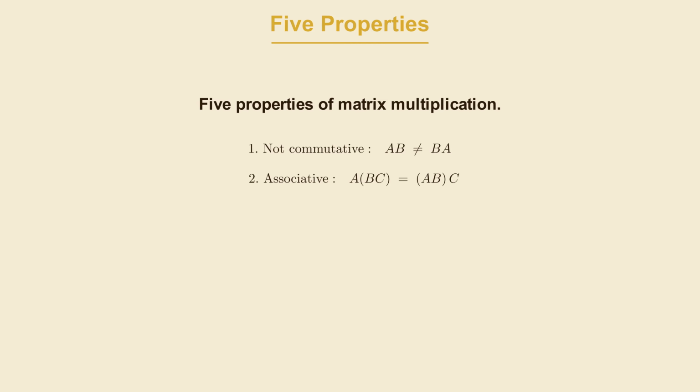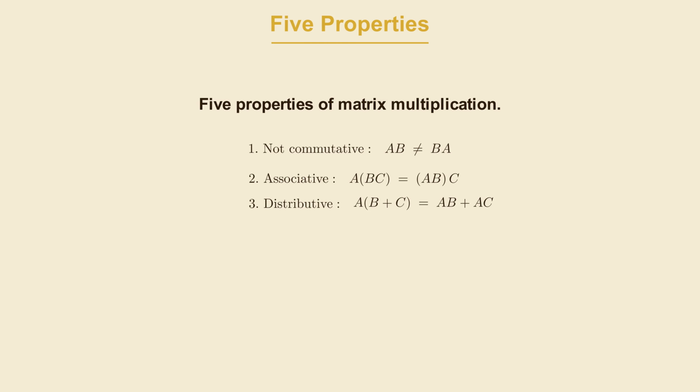Second, matrix multiplication is associative. Let's say we want to multiply A times B times C. You can group this as either A times the product BC, or you can do the product AB multiplied by C. Either way, you're going to get the same result, and while this is easy to verify, I'm not going to force you to sit through going through an example.